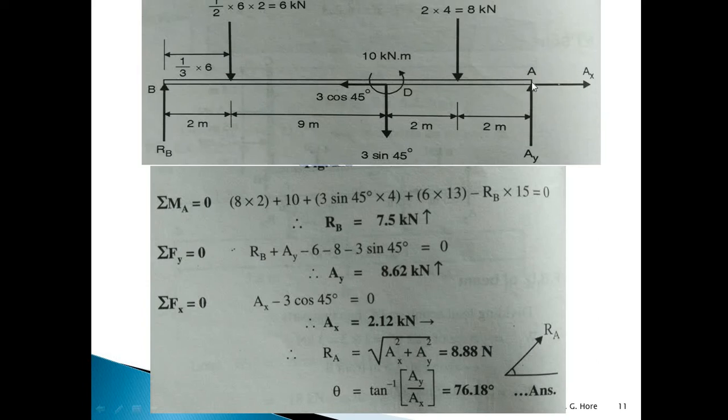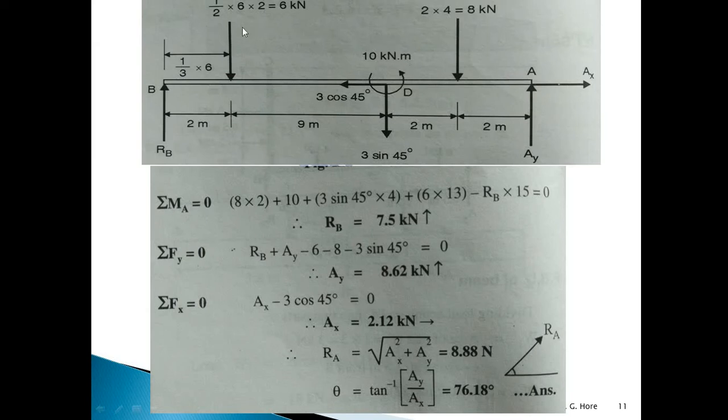AX and AY both pass through A, so their moment is 0. Now this force and also this horizontal component, the line of action passes through point A, that's why its moment is also 0. Now this 8 kilonewton force is rotating anti-clockwise, 8 into 2, plus 8 into 2. This is an anti-clockwise couple, plus 10. Don't multiply this couple by distance because it is already multiplied.